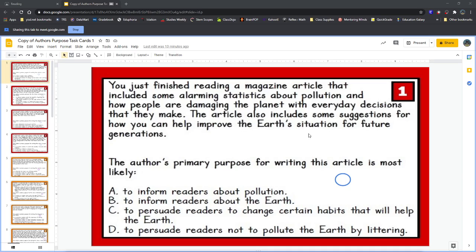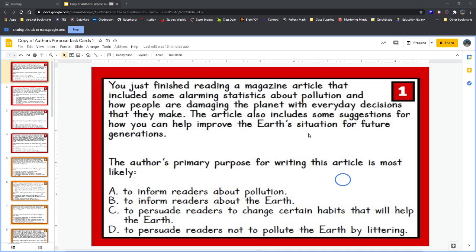So they did tell us that there are some problems. They do give us some information, but then they tell us ways that we can help to make it better. So I think they're trying to persuade us here. So that means I need to either pick C or I need to pick D. To persuade readers to change certain habits that will help the earth, or to persuade readers not to pollute the earth by littering.